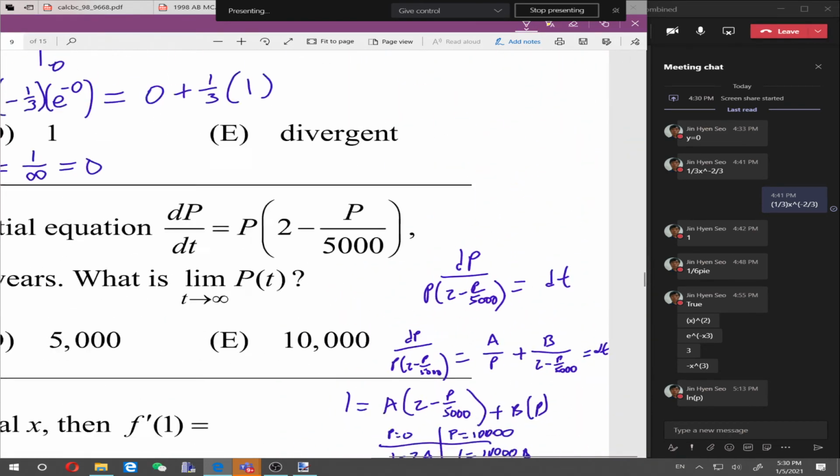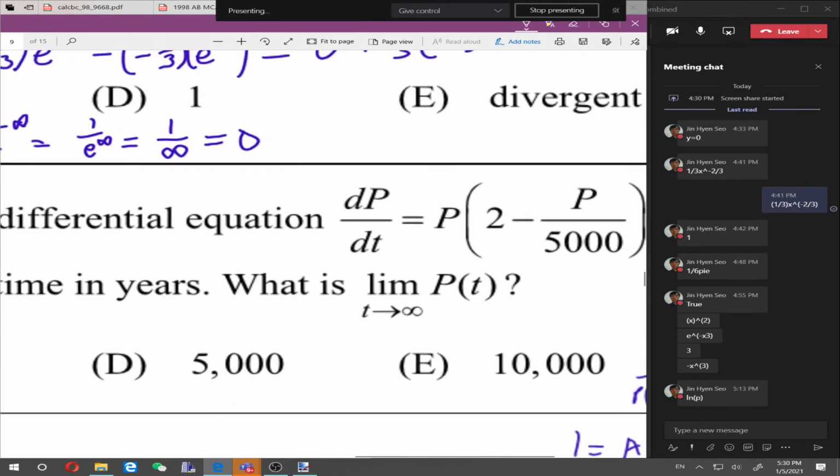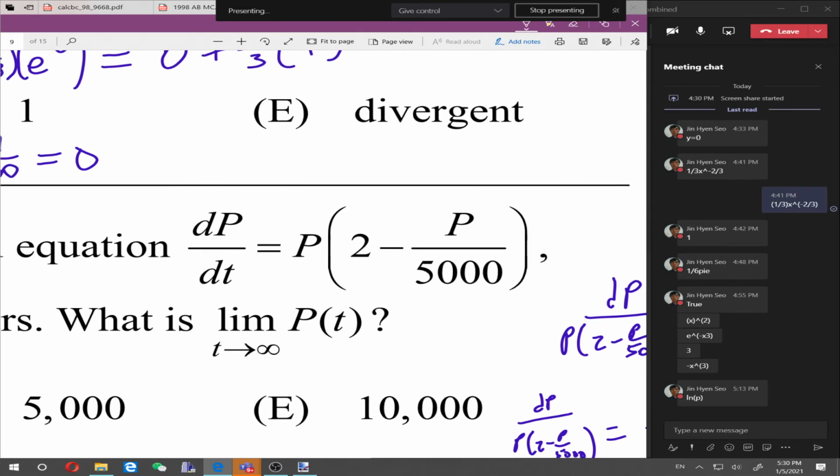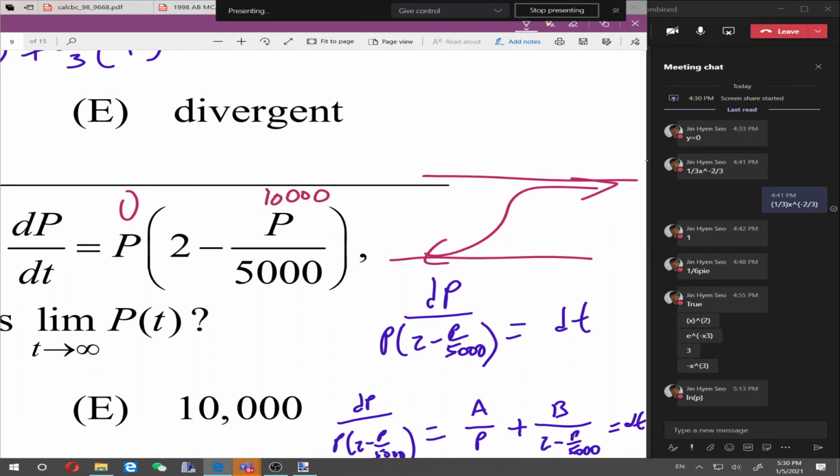Alright, I'm going to show a shortcut. I wasn't able to get to the same answer with separable differential equations, unfortunately. But taking a look at our logistics equation, dp over dt is equal to p times 2 minus p over 5,000. So right now, if I want my slope to be 0 for my logistics equation, it should look like this. My slope will be 0 if our population is 0, and my slope will be 0 if our population is 10,000.